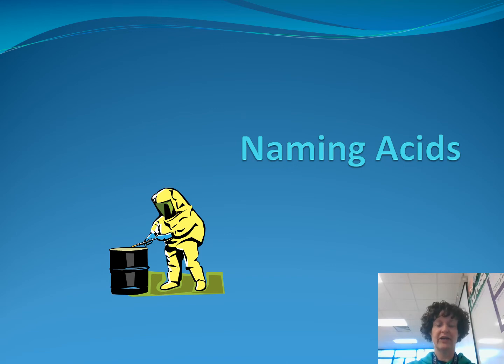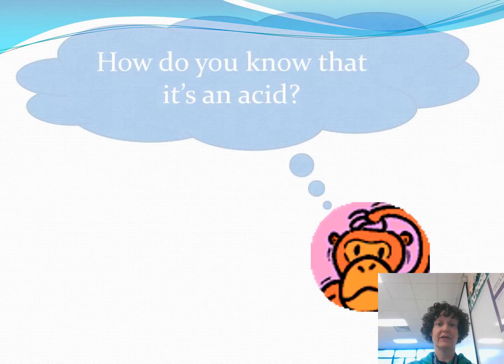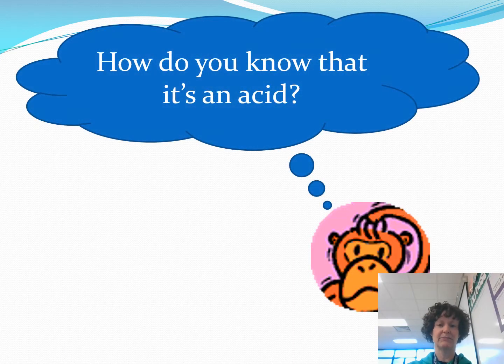Hi everyone, today we're going to learn how to name acids. We have been doing nomenclature for all sorts of different compounds so far, but they've not been acids, and there's a whole separate nomenclature system for acids. So the first question you might have is, how do you know that something is an acid?